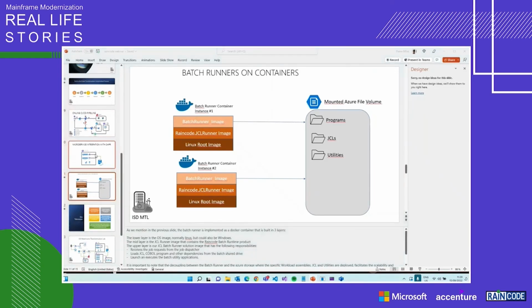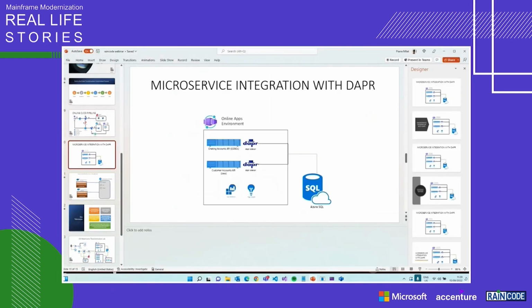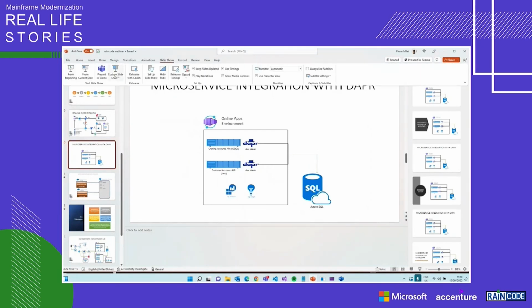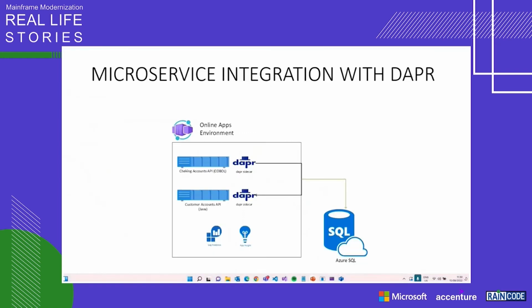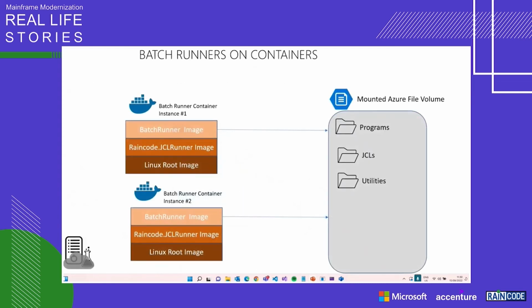There are other scenarios or demos that are not covered here. One of them is calling between applications inside the same environment, where the checking account API COBOL application is able to call a Java application that represents, for example, the customer's microservice. All of this is done transparently using the Dapr runtime that is part of the Container Apps solution, and we have the Log Analytics and Application Insights functionality out of the box.